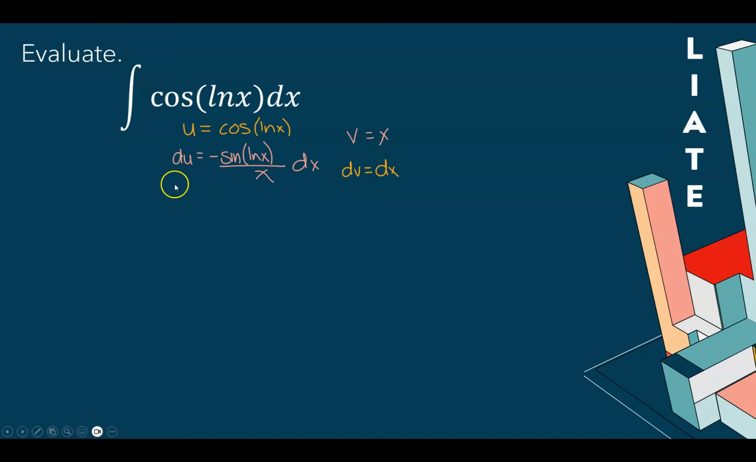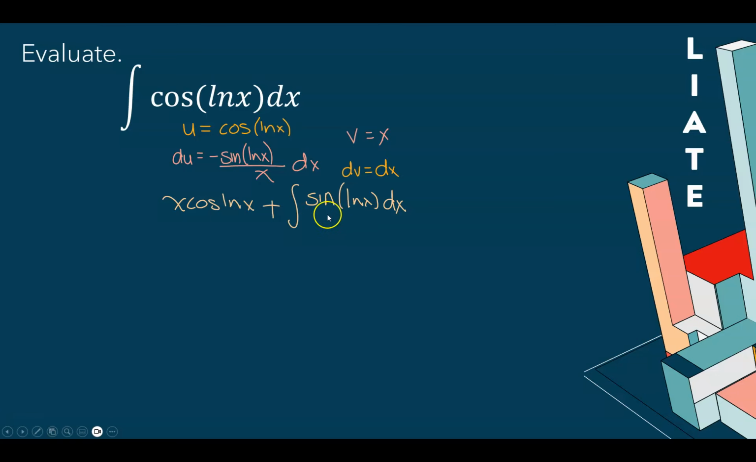So v is equal to x, and du is, well, the derivative of cosine of something is negative sine of that same something. That something is natural log of x, which has a rate of change of 1 over x. So what are we going to write now? x cosine natural log of x out front, minus the integral of negative sine of natural log of x over x. But we're subtracting the negative, so I just made that a positive right here.